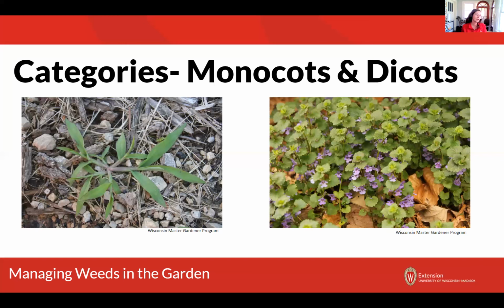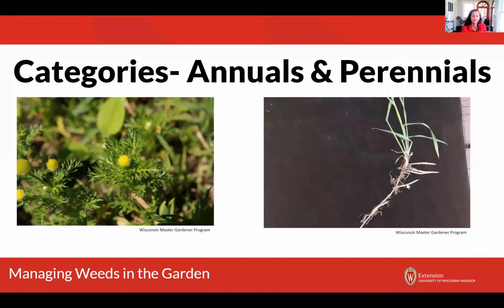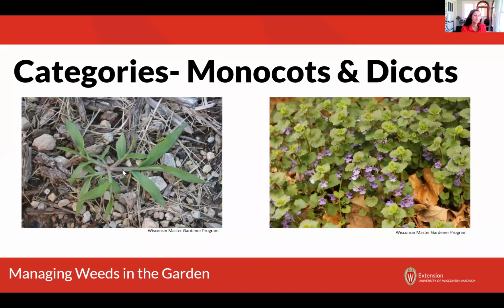So in the picture over here, I've got a picture of crabgrass, and that's an annual, by the way. So again, your monocots and your dicots can come as annuals or perennials. So in that last picture, the grassy plant, this was a perennial. That's quackgrass. And here I've got an annual.